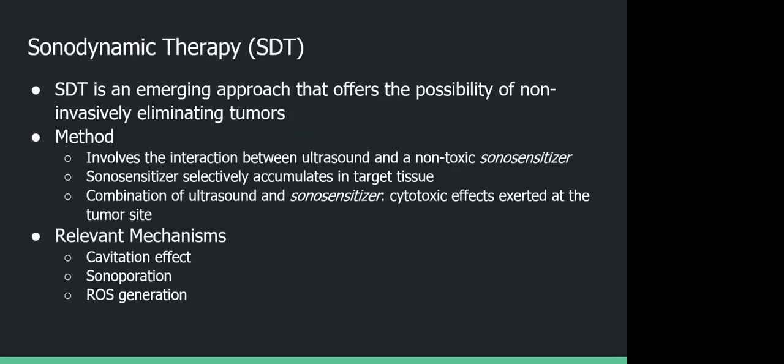So here I wanted to talk about sonodynamic therapy. SDT is an emerging approach that is non-invasive and offers the possibility of eliminating tumors. In SDT, we use a sonosensitizer and ultrasound instead of a photosensitizer and light as used in PDT. The method involves the interaction between ultrasound and a non-toxic sonosensitizer, and when these two are combined, this exerts cytotoxic effects at the tumor site. Some relevant mechanisms that I will go over in this presentation are the cavitation effect, sonoporation, and ROS generation, which is reactive oxygen species.